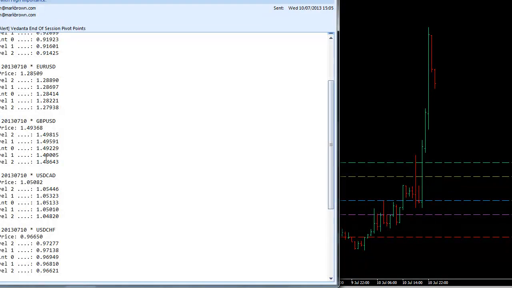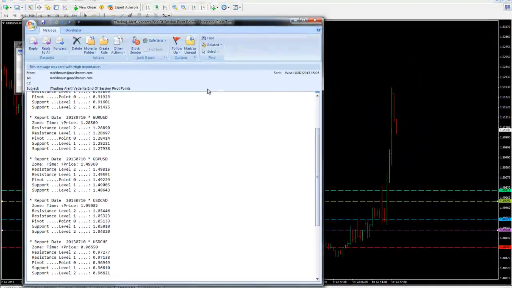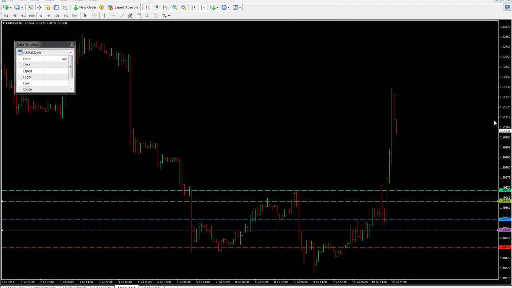And then over here support level 1 is 1.4900, and then finally we've got support level 2, which is 1.4864. Okay, so that's how you draw all of that up on the screen. Now, how do you use them? You have to develop trading systems on them. That you have to do yourself. But basically, you can use the levels.